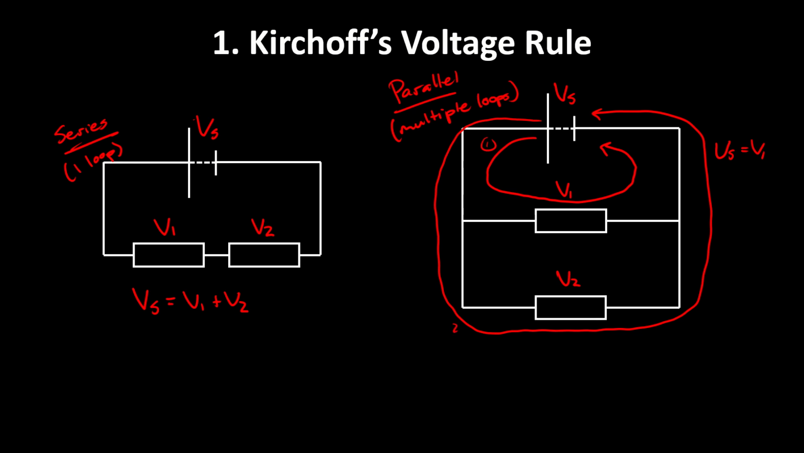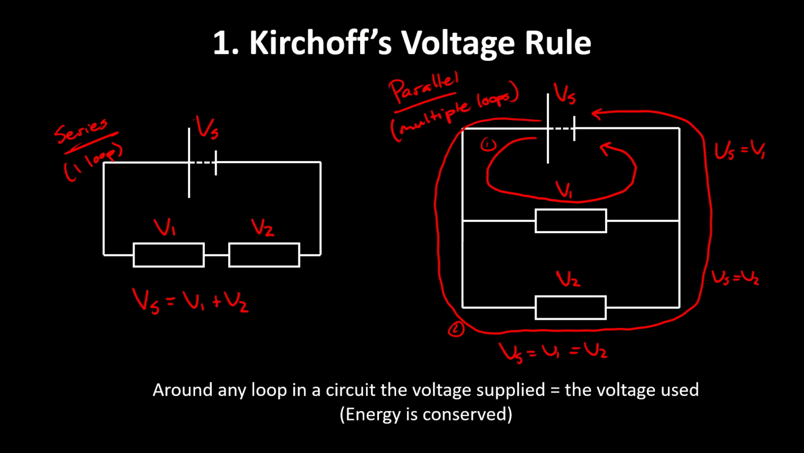In this outside loop, I'll call that loop 2, we've got Vs and we've got V2. There's only two things in that one, so in the outside loop, Vs equals V2. So in this one, we can say that Vs equals V1 equals V2. They're all the same, okay? But that's because there's only two things in each loop. In general, though, Kirchhoff's voltage rule can be stated that around any loop in a circuit, the voltage that is supplied equals the voltage that is used. So energy has to be conserved, okay?